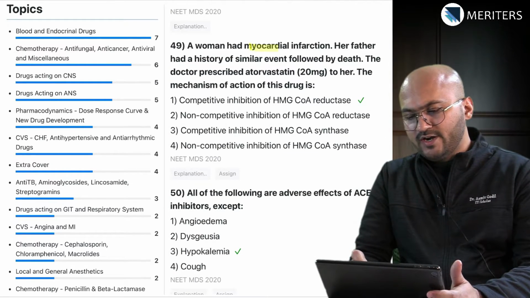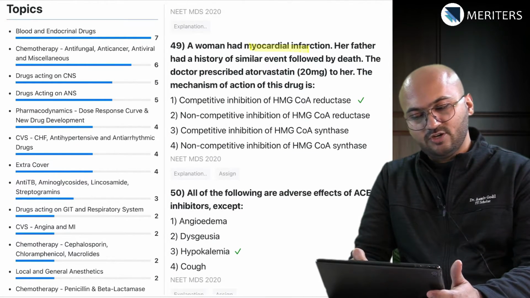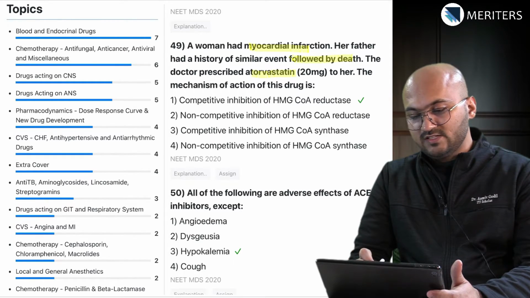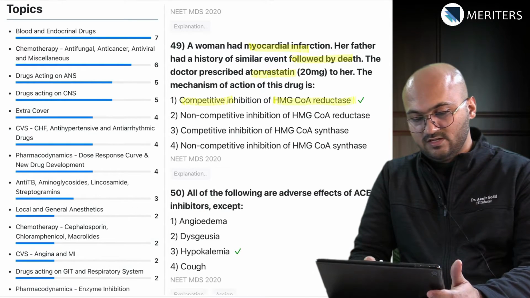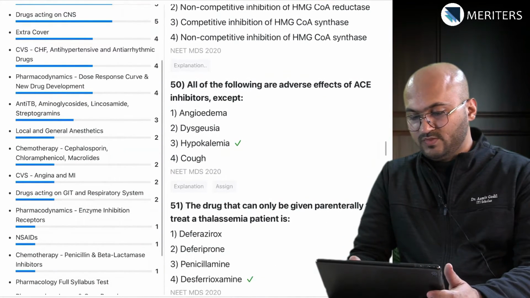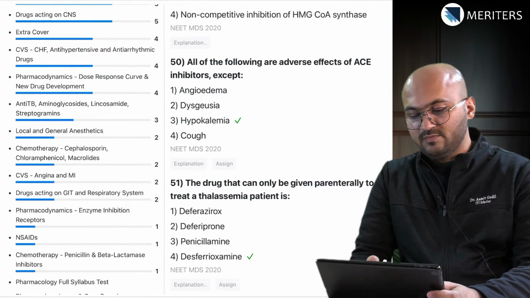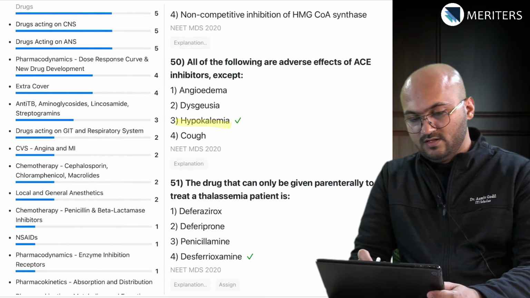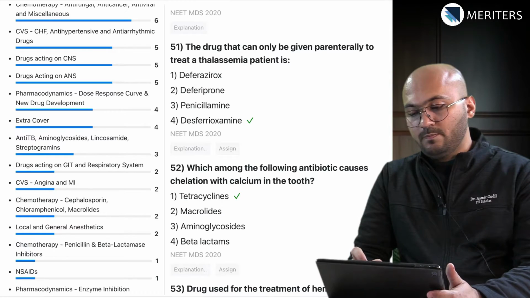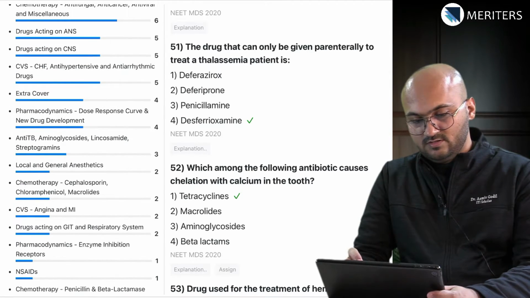A woman had myocardial infarction. Her father had a similar history of event followed by death. The doctor prescribed a statin to her. The mechanism of action of the drug is competitive inhibition of HMG-CoA reductase. So let's put that under enzyme inhibition receptors. All of the following are adverse effects of ACE inhibitors except hypokalemia. So this is CVS.